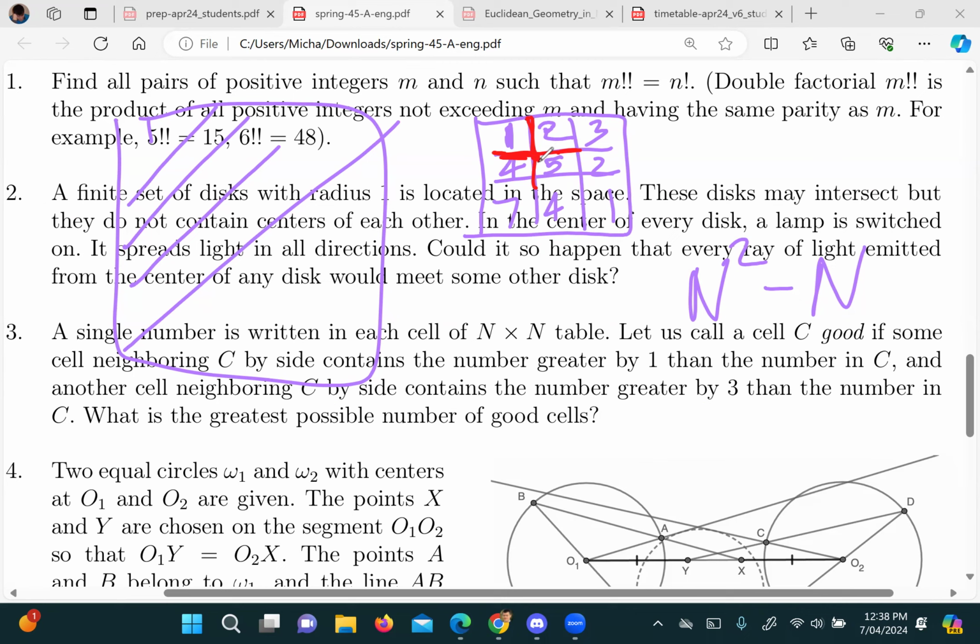If you count them, you basically get n times n minus one for the horizontal ones, and n times n minus one for the vertical ones. So you get 2 times n times n minus one borders. And you need two of the borders to be the right relations, +1 and +3, to create a good cell, right? So you can make at most one good cell for every two borders. So the total number of good cells you can make is at most half of this total.